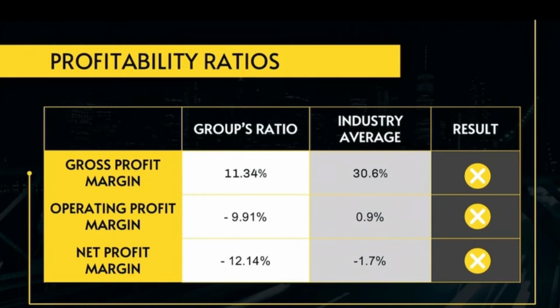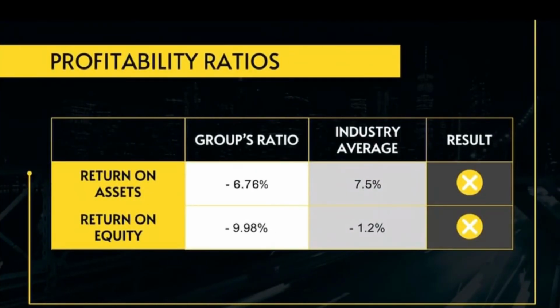Fourth, return on assets. From the above calculation, the group has lower profitability than the industry average. The industry average has a ratio of 7.5% as compared to the group's negative 6.76%. It shows a bad result.